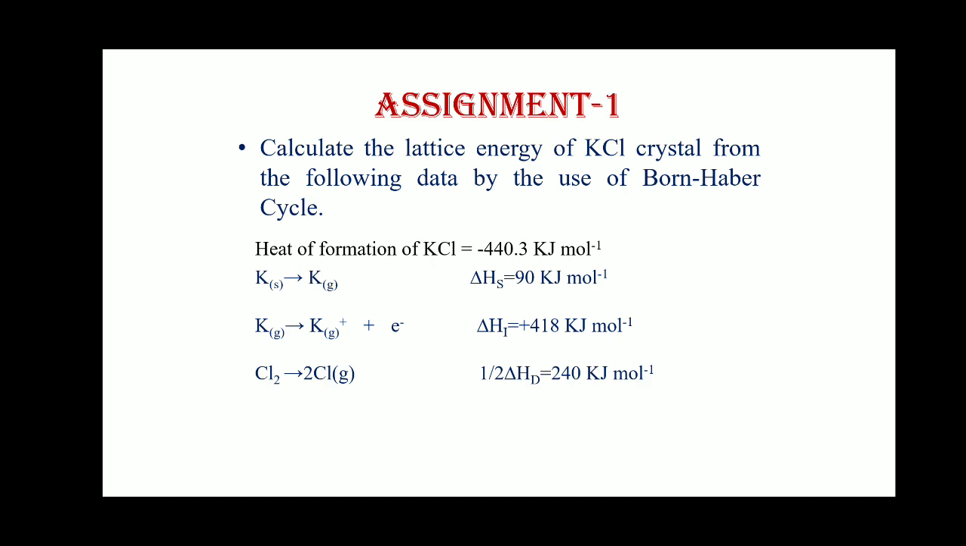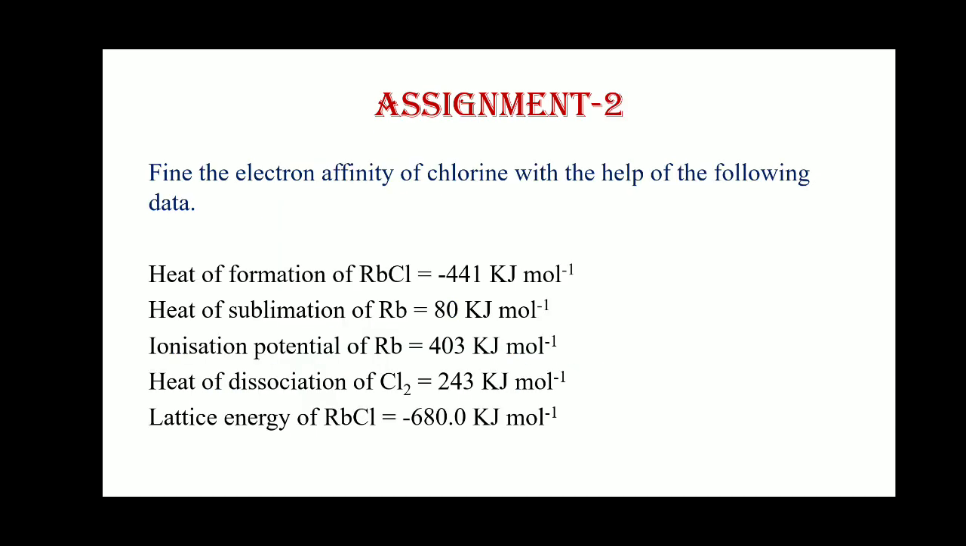Potassium, that is metal in gaseous state, is converted into gaseous cation plus electron, that is the heat of ionization, equal to plus 418 kilojoules per mole. And Cl2, that is halogen, is converted into 2 moles of Cl atoms in gaseous state, that is half delta HD, which is equal to 240 kilojoules per mole. So solve this, calculate the lattice energy with the help of this data, and then write the answer in the chat box. Next is the second assignment.